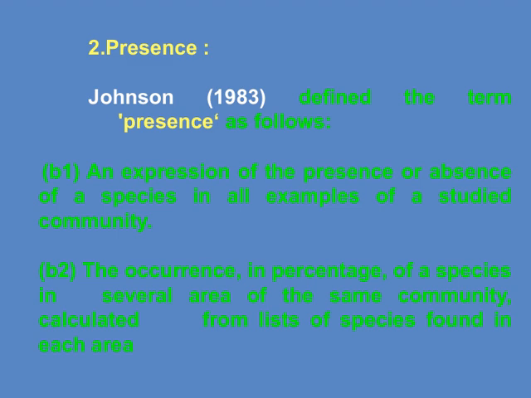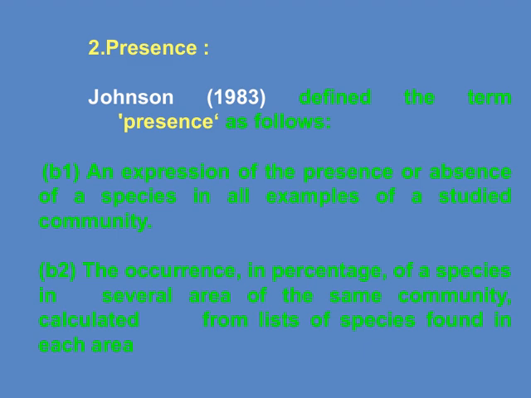Secondly, he pointed out that presence can also be expressed as a percentage. This means looking at how often a species appears across different areas within the same community. For example, if we examine several plots or zones within a community, we can calculate the percentage of those areas where the species is found. This gives us a more quantitative measure of its presence.